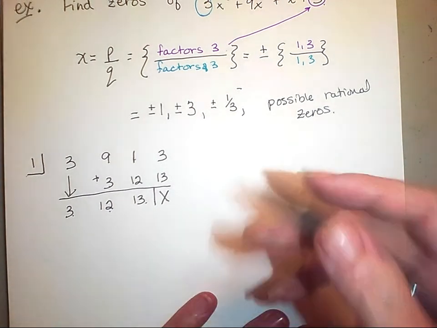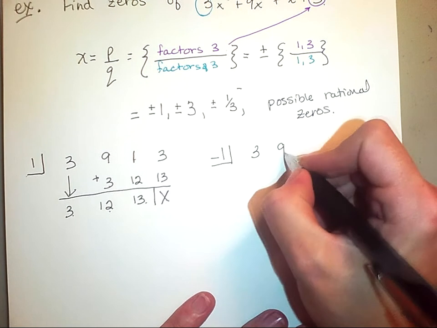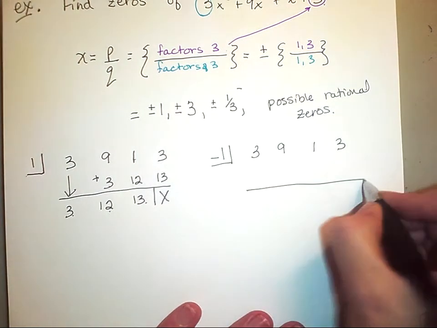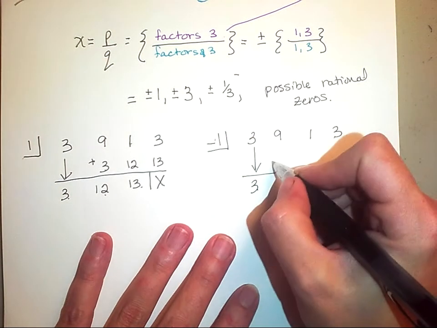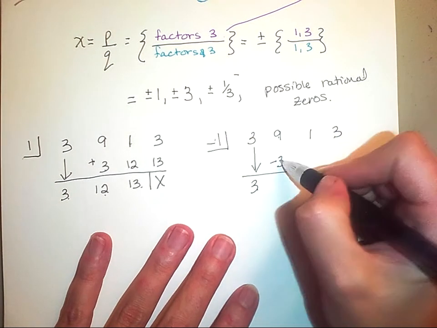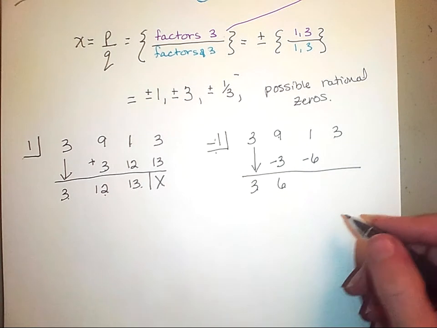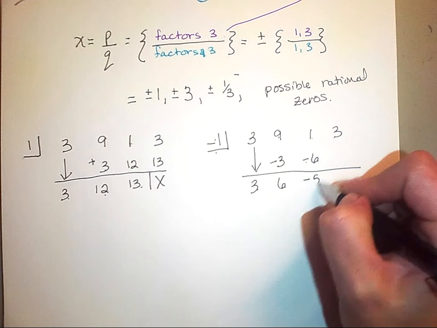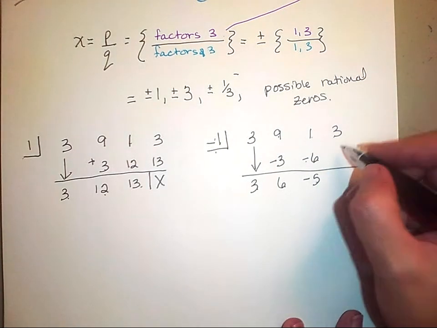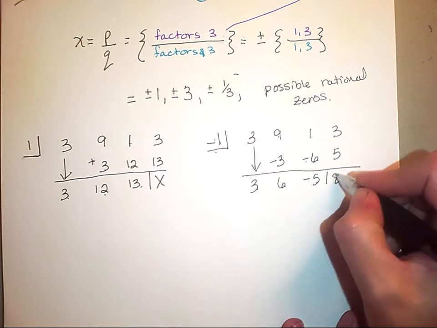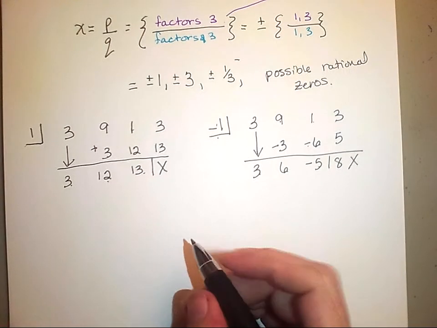Alright, let's try -1. 3, 9, 1, 3. Bring down the 3. 3 times -1 is -3. 9 minus 3 is 6. 6 times -1 is -6. 1 minus 6 is -5. -5 times -1 is +5. So our remainder here is 8. Again, that's not a 0. Alright, so now let's move on to +3.